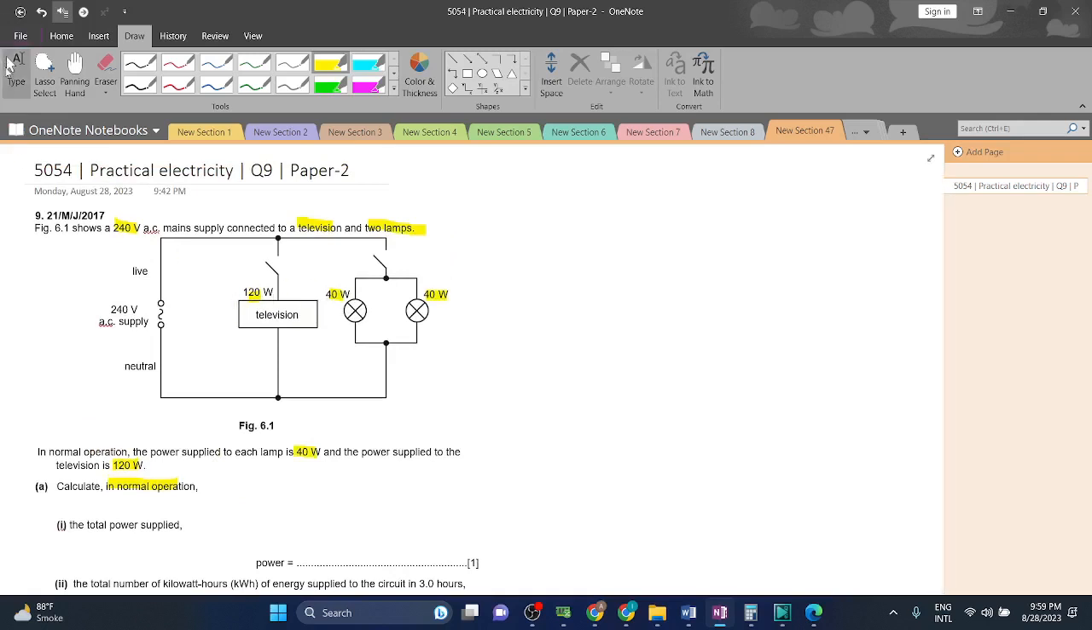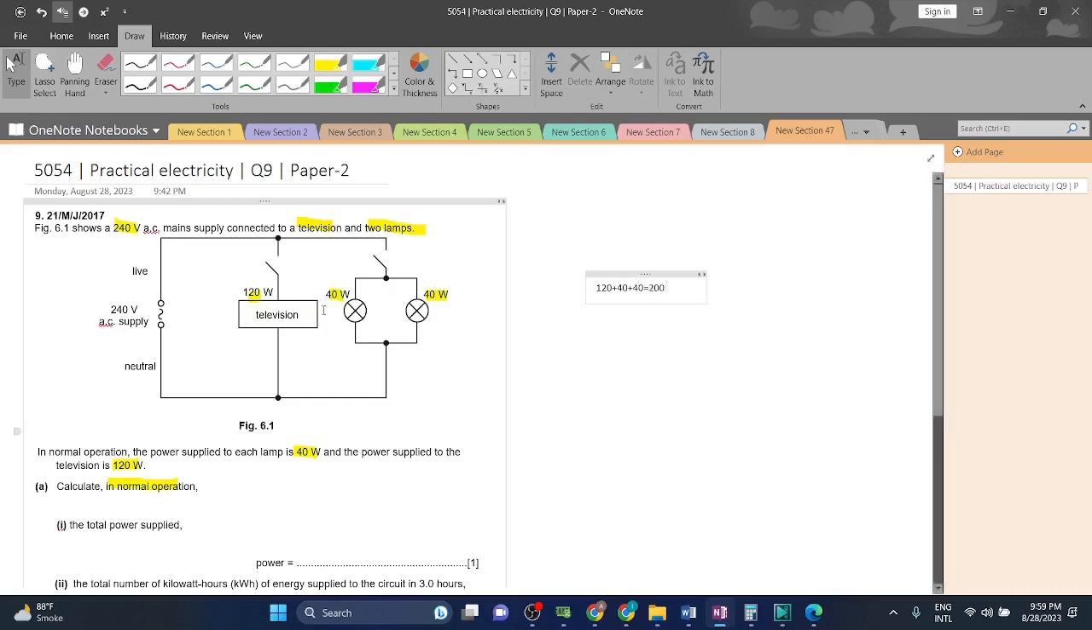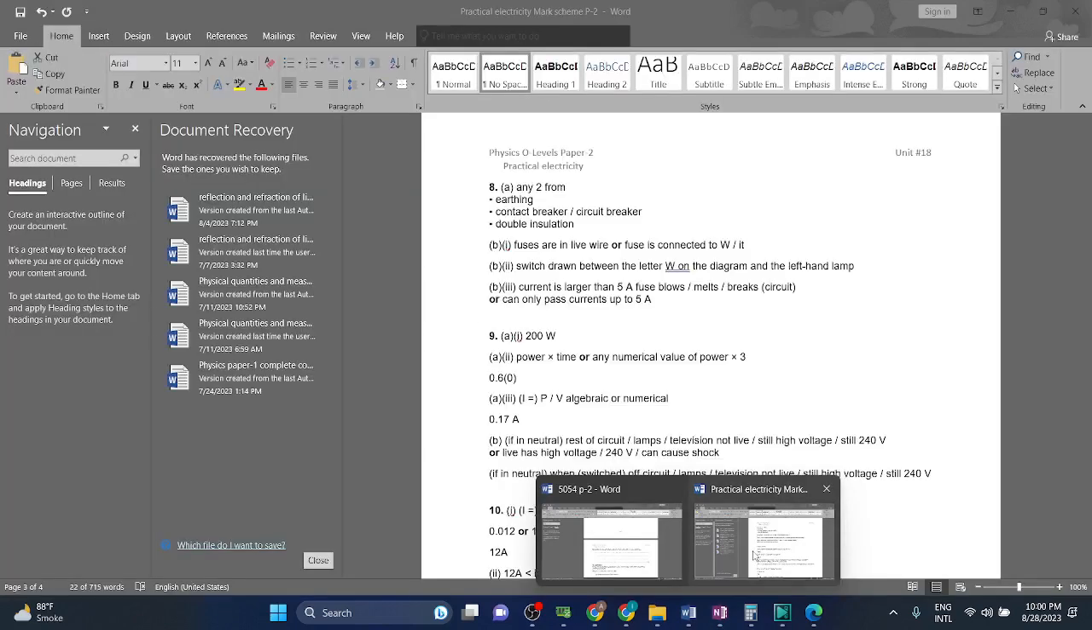The total power supplied will be 120 plus 40 plus 40. These are two lamps and one television. That will be 200 watts. Understood? So let's check.